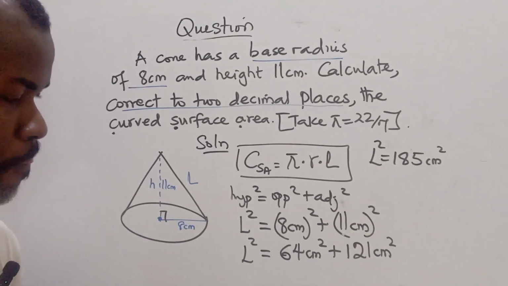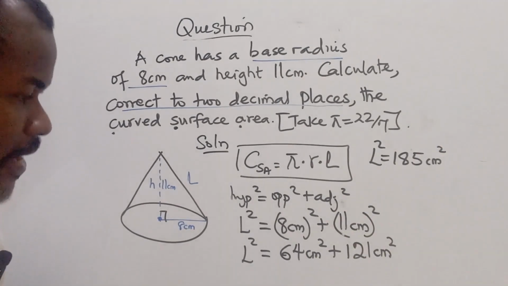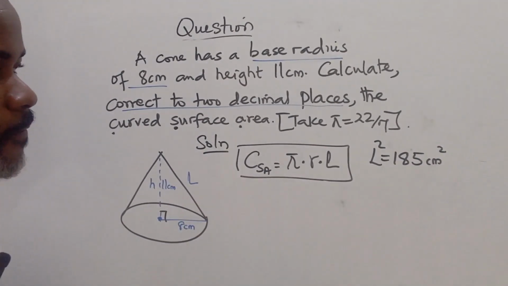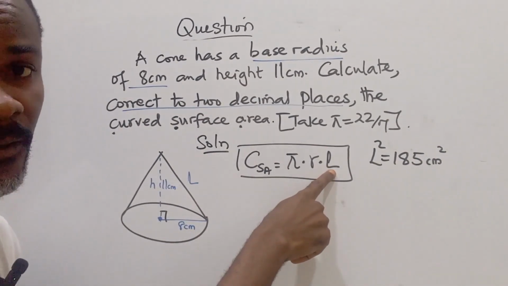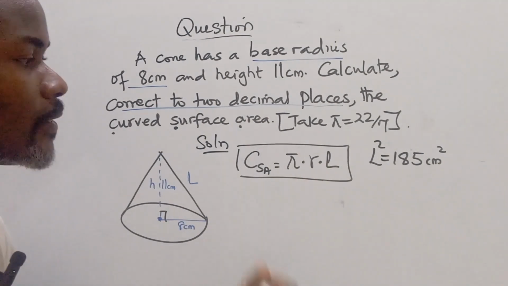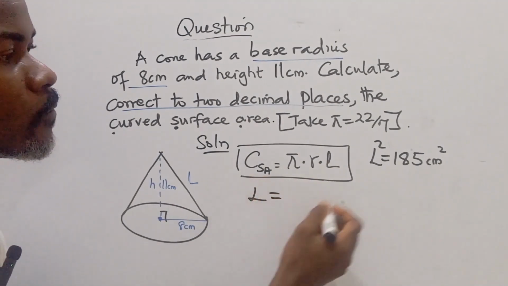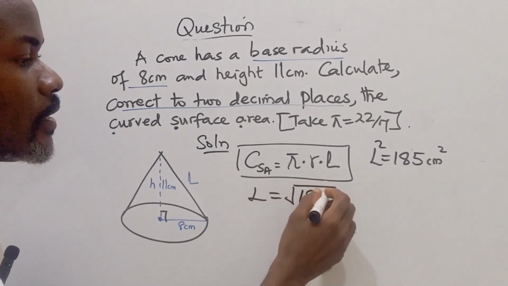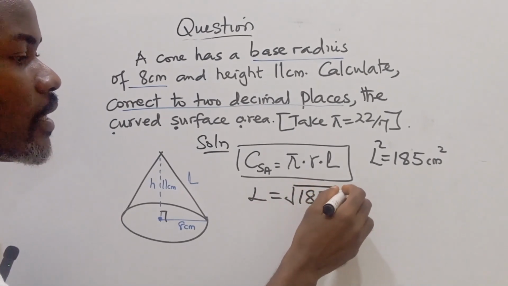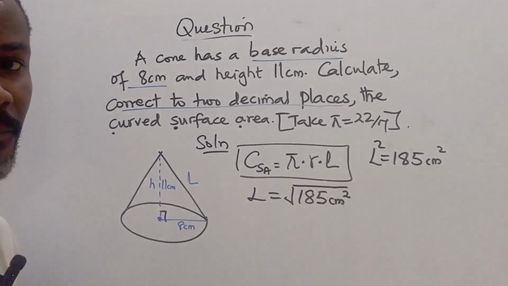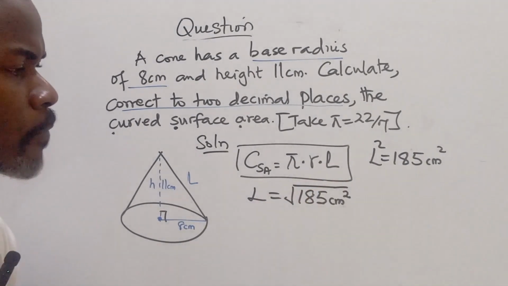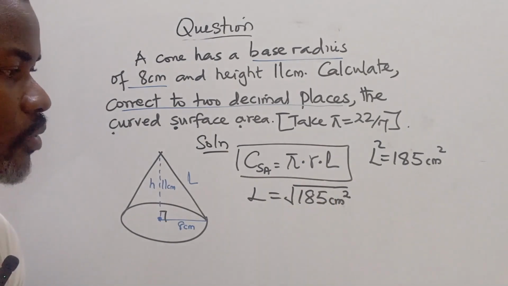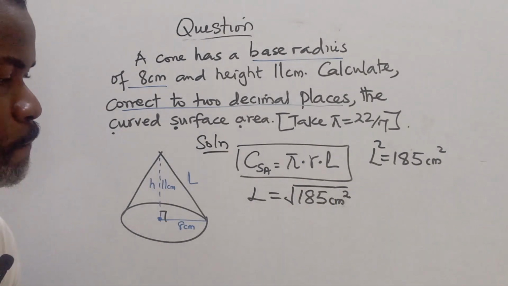But how do we find just L? Because what we want to solve for is just L. So our L will be equal to, you take the square root of both sides, so the square root of 185 centimeters squared. Now we're simply going to solve this out. What is the square root of 185 centimeters?